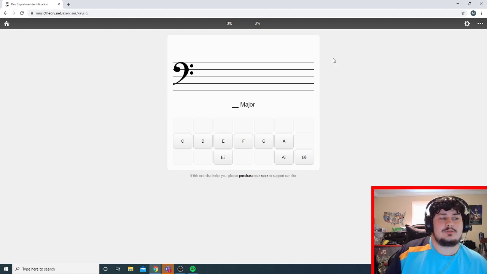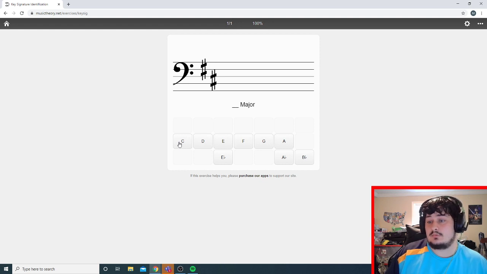If you have nothing, nada, zilch, 0 in the key signature, it is always C. Always C. If you have 2 sharps, we go from C sharp up a note to D, and that is D major.